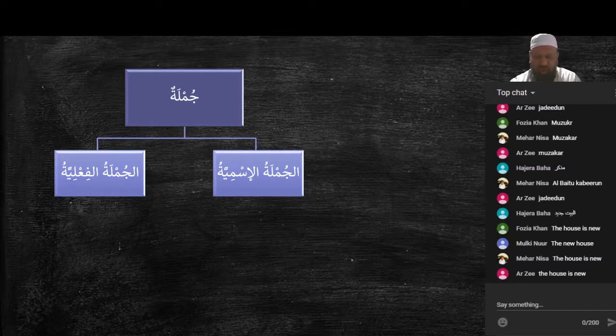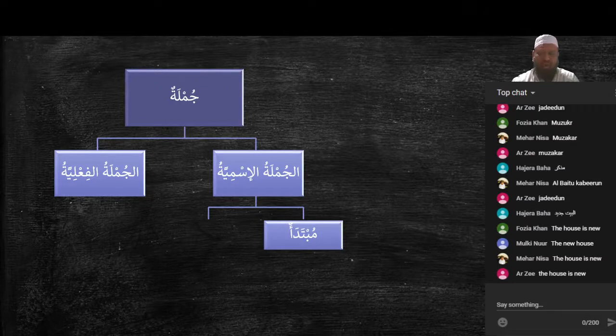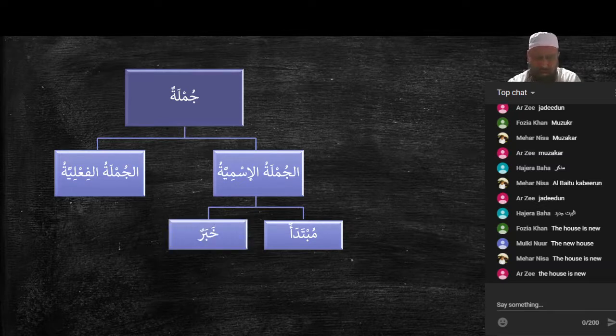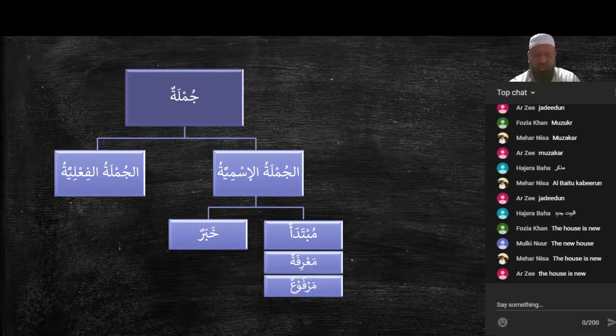So we started learning jumla ismiya. Jumla ismiya has two parts. First one is called mubtada'un, and second one is called khabarun. What is the rule of mubtada? It has to be ma'rifa, generally ma'rifa, in terms of ta'yin, and in terms of al-i'rab, marfu'. These are the two things you need to remember for mubtada.